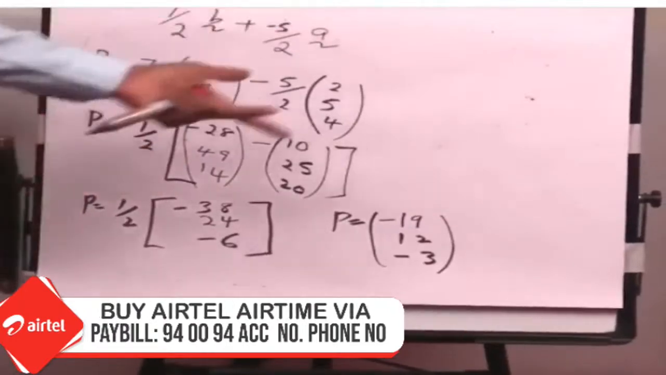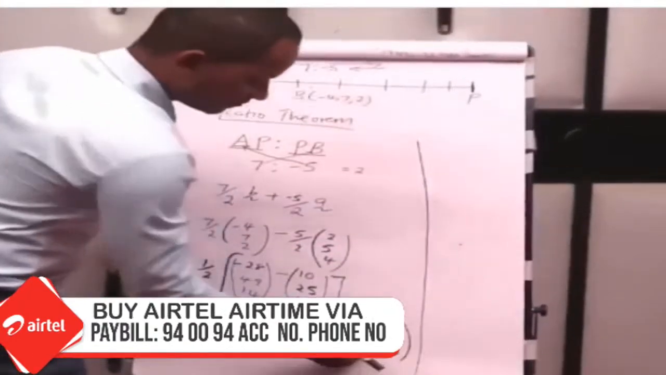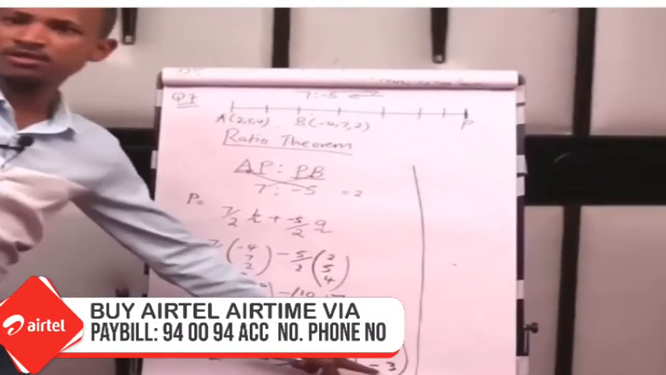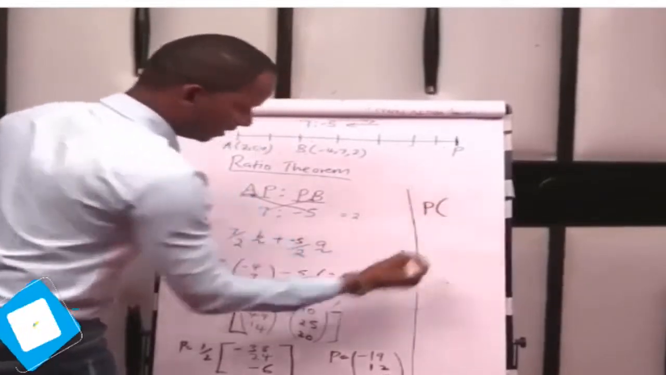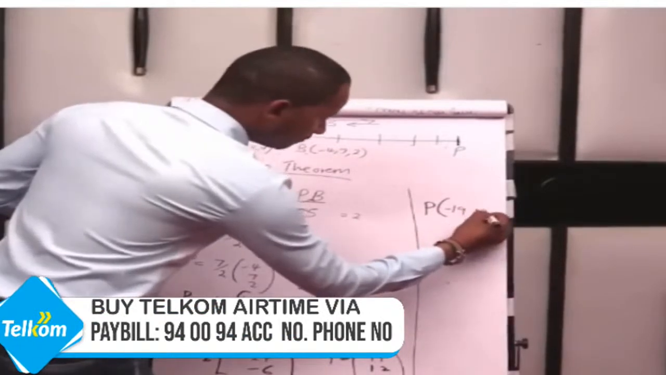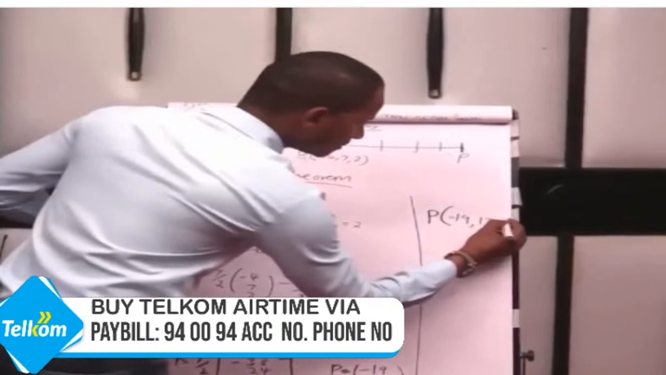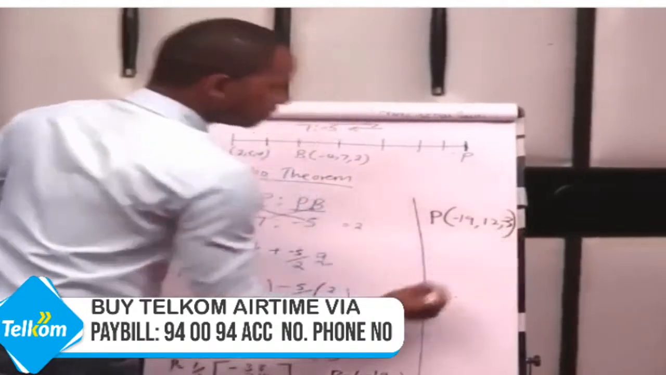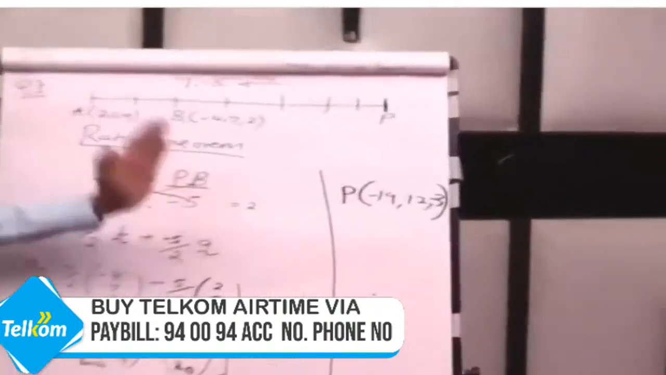So you are asked the coordinates of P. How do you write your answer? Because if you leave it like this, it is still wrong. This is not in the coordinate form. In coordinate form, you write the coordinates of P as P into minus 19, comma, 12, comma, minus 3. So this is by use of the ratio theorem.